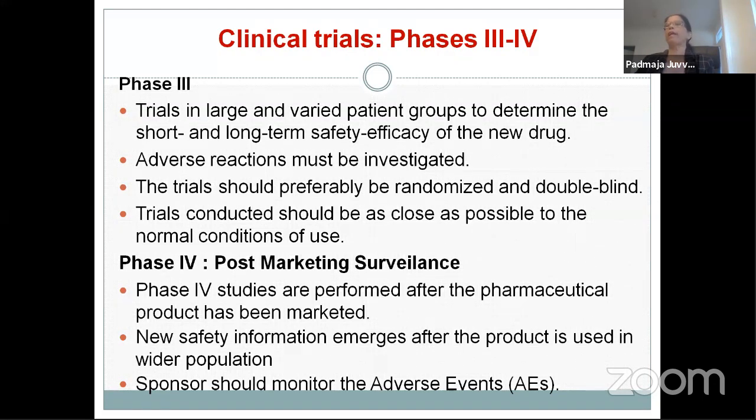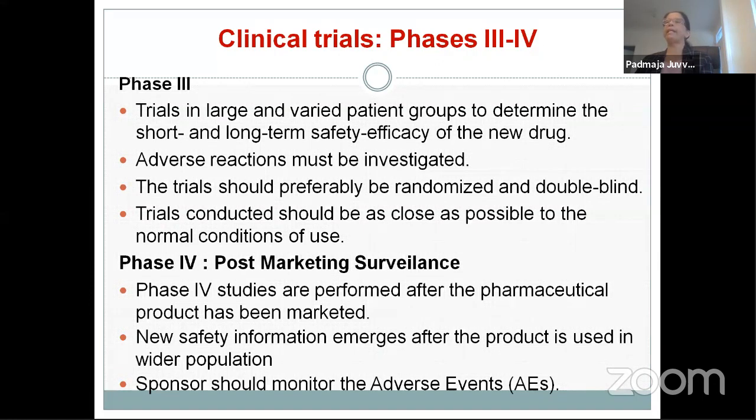And then comes the phase 4 study. As I mentioned, it's a post-marketing surveillance. And these are performed after the pharmaceutical product is launched in the market. And during the process, the sponsor is obligated to collect the safety information and monitor the adverse events.